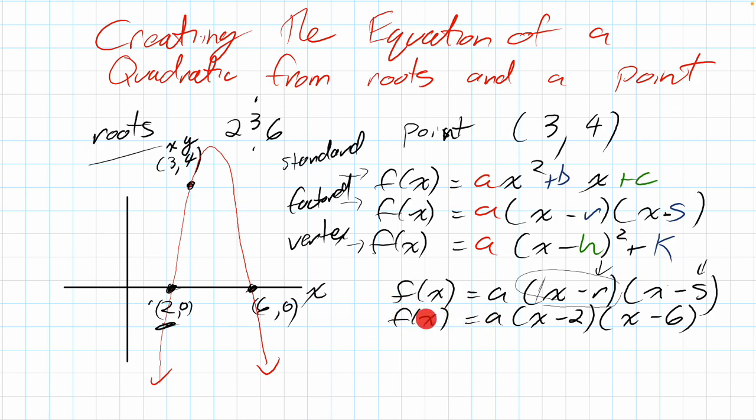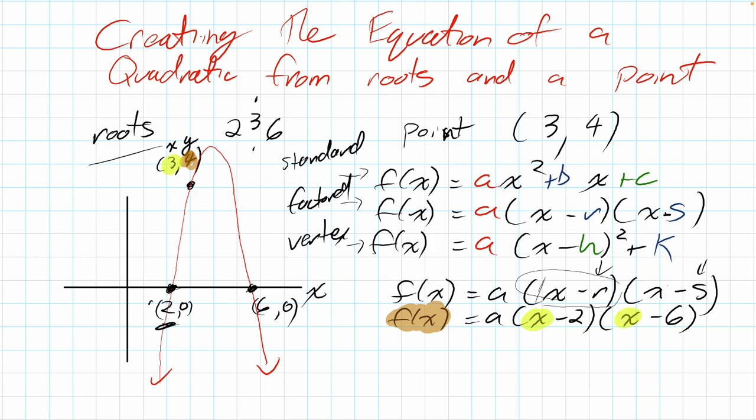F at x is kind of like y. We have x's here, so that's 1, 2, 3 different variables. We don't have enough information, but we can use this. There's an x value and there's a y value. Well, f at x stands for y, or it takes the place of it in our graph here. So what we can do is replace f at x with that 4, and our 3 is actually the x values. We'll replace both of those with that.